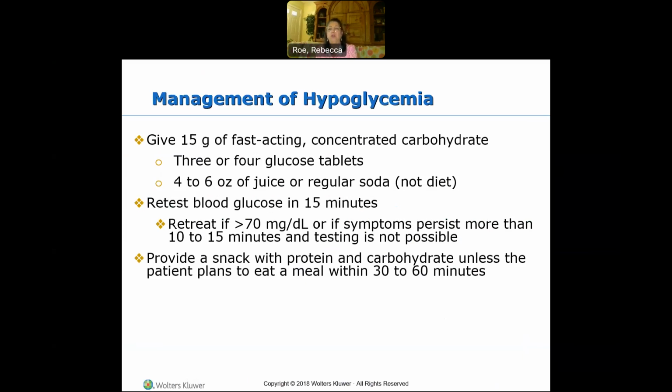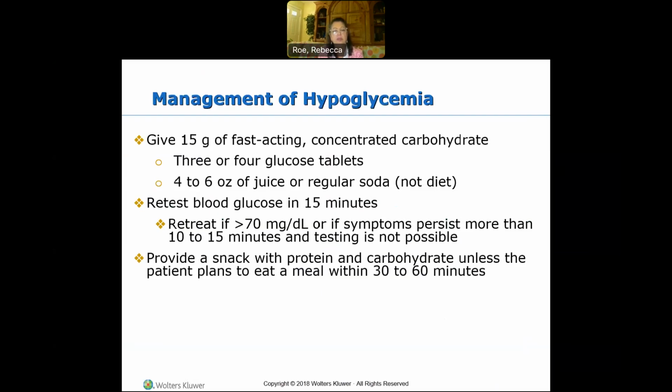Well, Becky, I thought you said we were supposed to just eat real fruit and not have juice. Well, have some juice around, or just get a regular Coke or Pepsi or Sprite. Have some regular soda around, not diet. Diet does not work. When you're trying to get blood sugar up, you need real sugar. You retest the blood sugar in about 15 minutes.